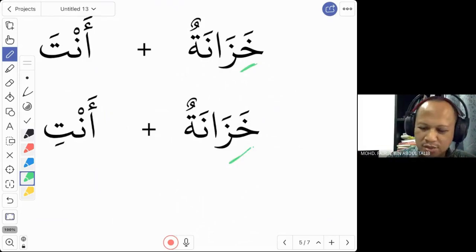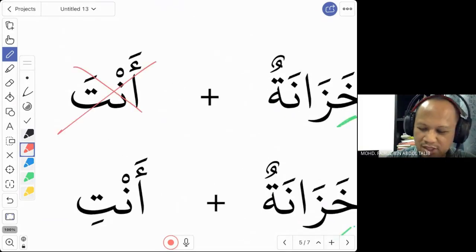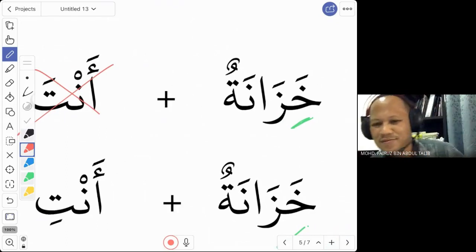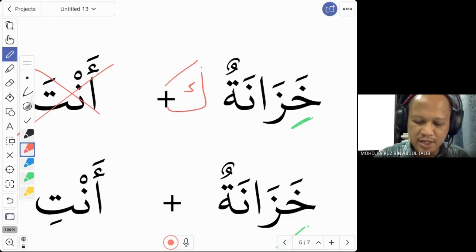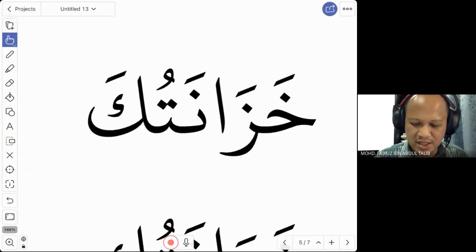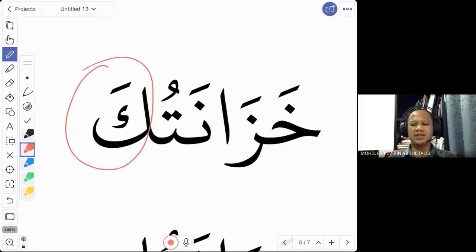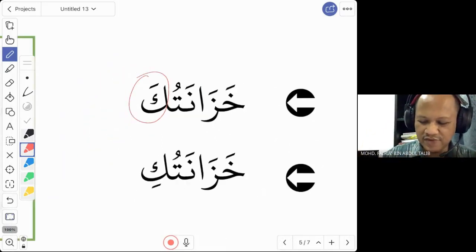How do you combine it with anta? You want to say your. You do not want to say anta, you. Okay, what is the word? This should be easy. Khizanatuka. Correct. You combine to the word ka, then it becomes khizanatuka or khazanatuka. This is the dhamir ka, your for male. Just combine to the word that they gave you.